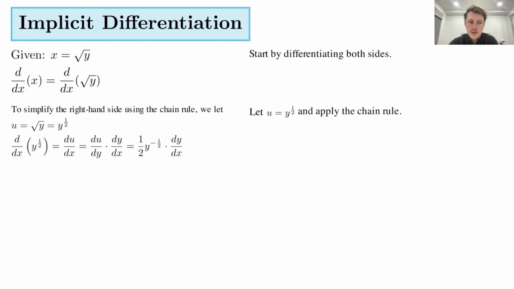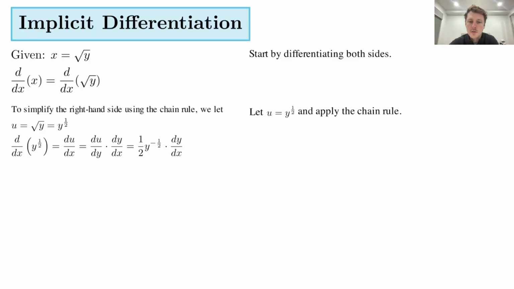So we have u equal to y to the power of 1/2. We're taking the derivative of y to the 1/2 with respect to x. But y to the 1/2 is u, so that's the same thing as taking du/dx, because we've let u equal y to the 1/2. And this is where it's a little bit tricky. Remember, when you usually apply the chain rule, you set the inner function to be u, but now we haven't got that. We've set u equal to the whole thing.